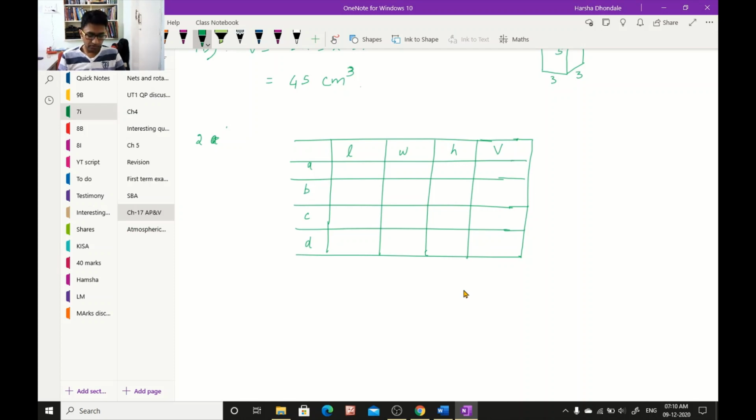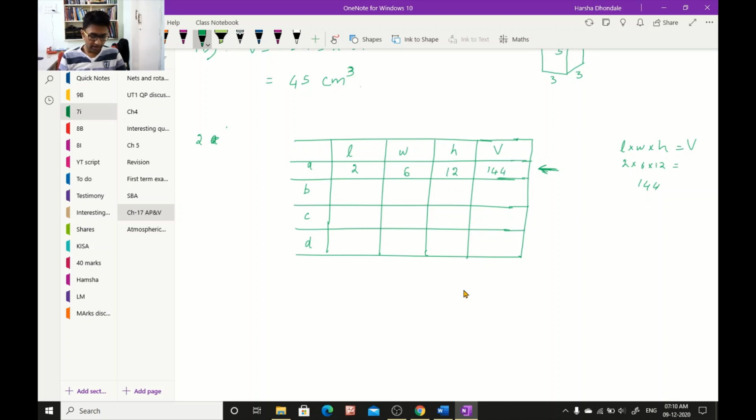Now if length is 2, width is 6, height is 12, volume is how much? He's left this cell blank. There's nothing written in this cell under volume. So you need to find the volume. Volume is equal to length into breadth into height. Length 2 into 6 into 12. What is 2 into 6 into 12? It is 12 into 12, which is 144. So it is 144 centimeter cube.